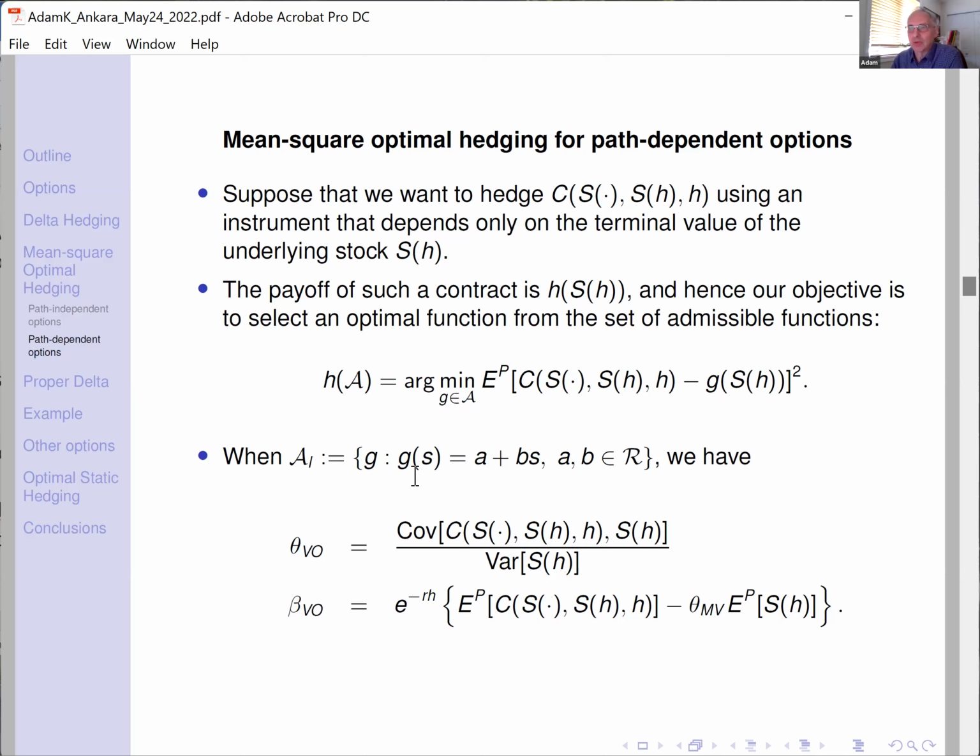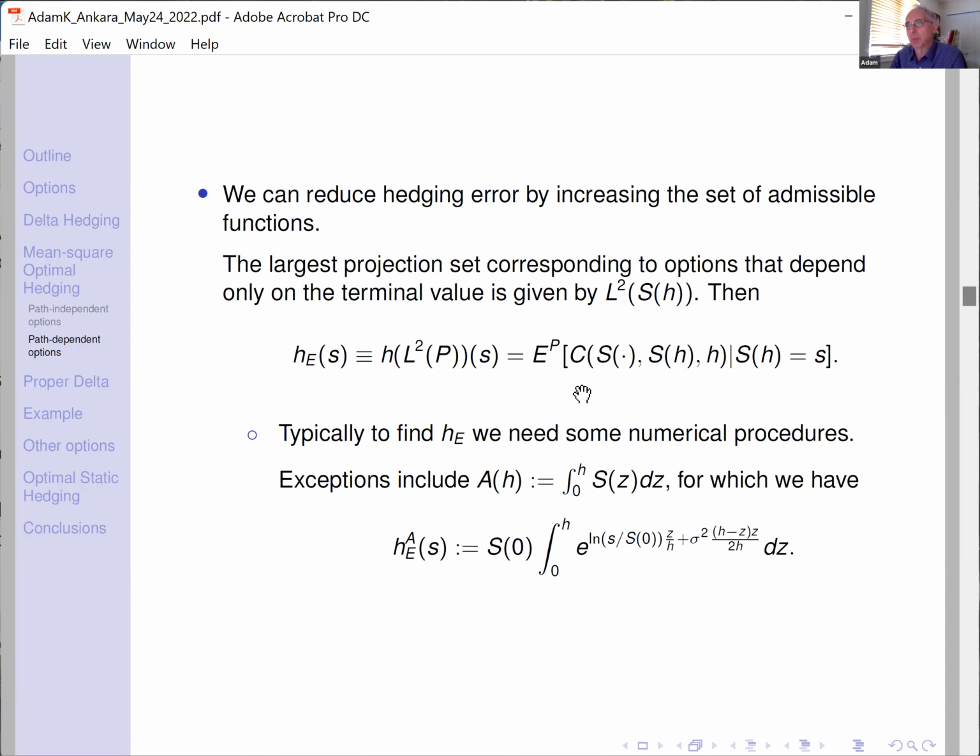If as set of functions, I choose linear function, then I am back in the context of linear regression and I know the solution. But if as set of possible hedging options, I consider all square integrable functions, then the optimal hedge will be option with payoff function of this form. What is this? This is actually conditional expectation of the price of the option, knowing terminal value of the underlying security. So this is a well-known fact.